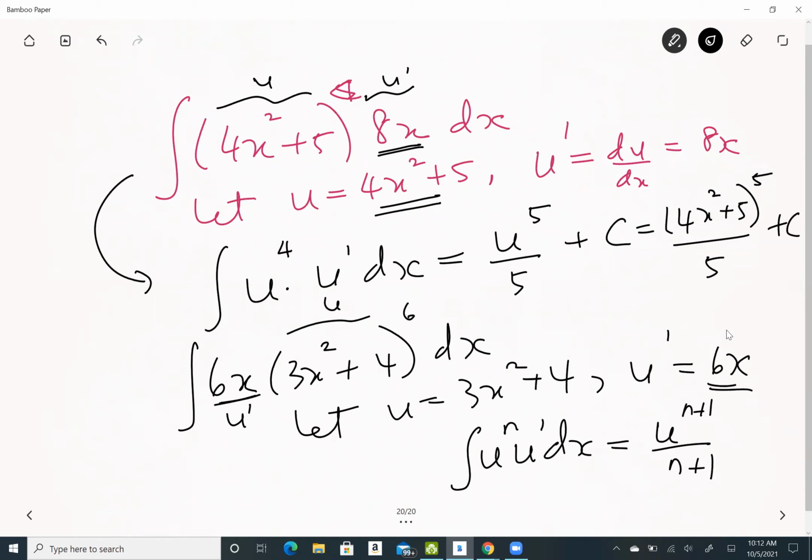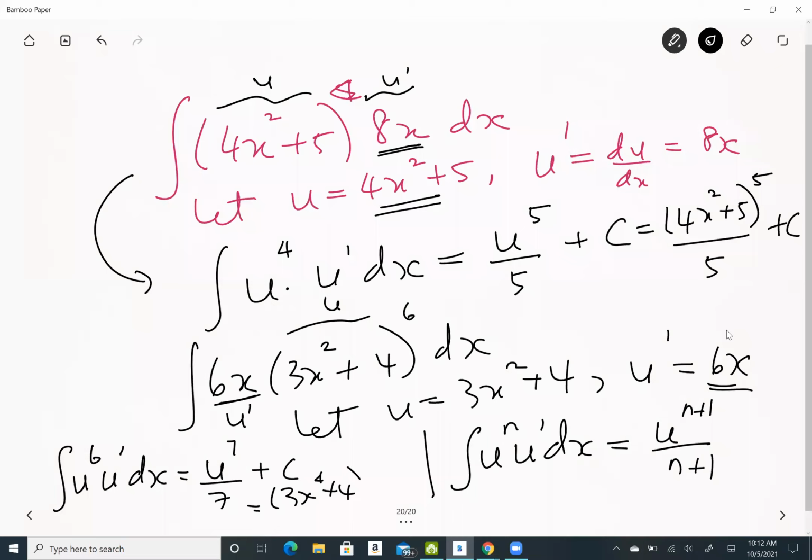All right. So you go back to this function. I have u to the power of 6, u prime dx. So what is the integral? It will be u to the power of 7 over 7 plus c. And then you put back the u. What is u? u is 3x squared plus 4, to the power of 7 divided by 7 plus c. Any question? So you have to have the u prime in that form in the function that you want to integrate.